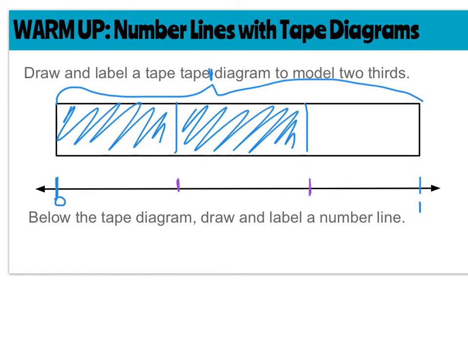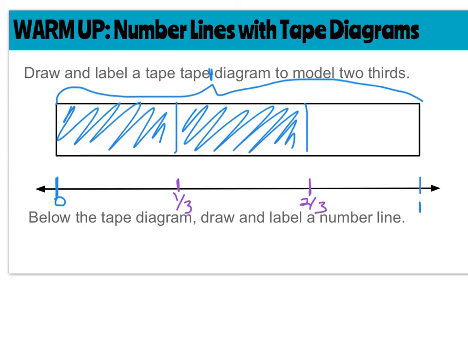So it's the same idea, except when we're dealing with a tape diagram, it's a rectangle, but when we're dealing with a number line, it's just a single line. So it's different thinking about it, but we still have 1, 2, 3 pieces. Okay. So now let's label our number line. I would label this as 1/3 and this as 2/3.